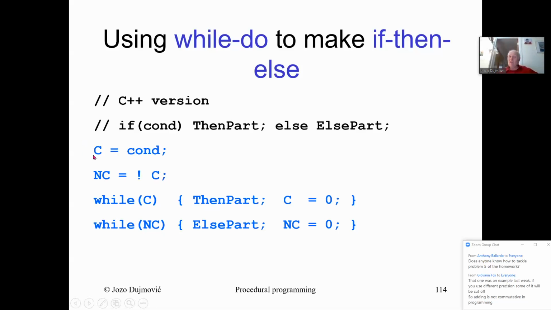So if C is true, we execute the then part. If C is false, we execute the else part. So this is if then else made by using this construct here, and it is working in a simple way. Therefore, you don't need if then else.